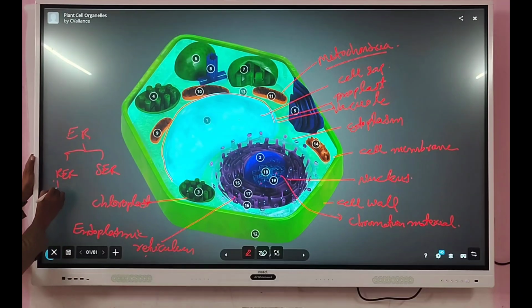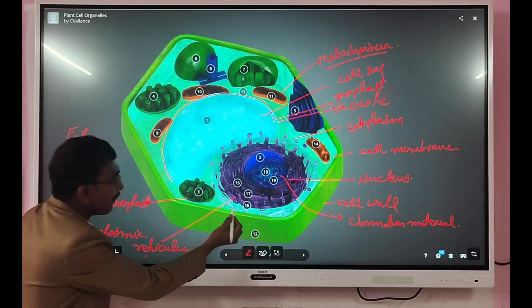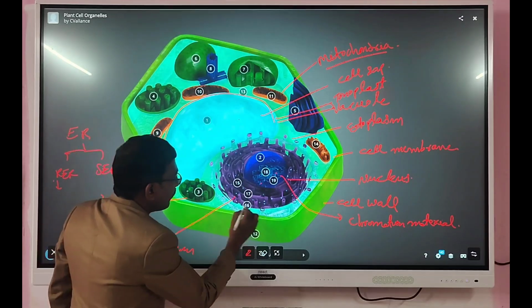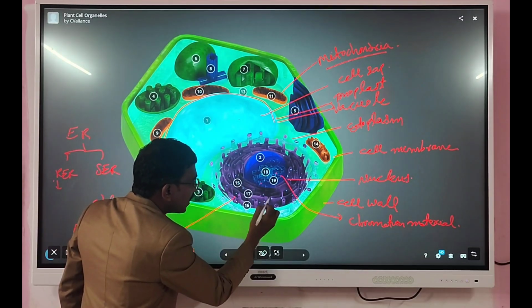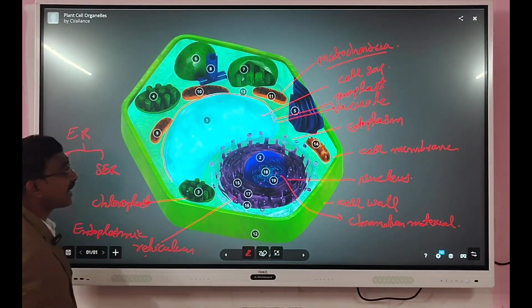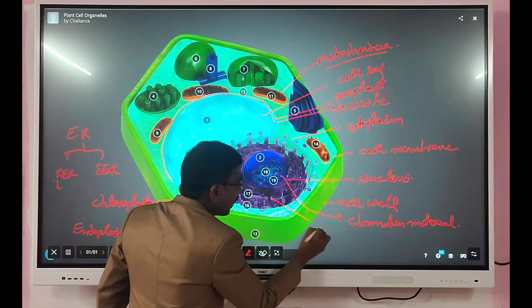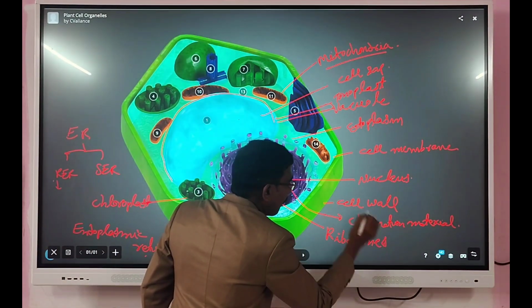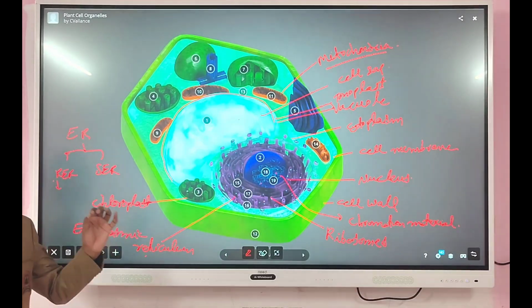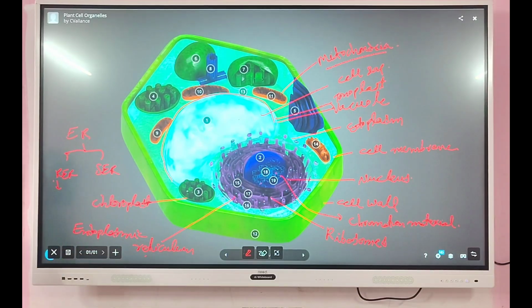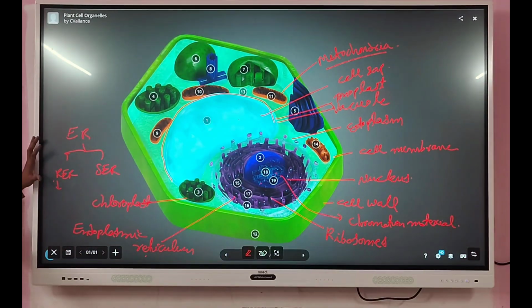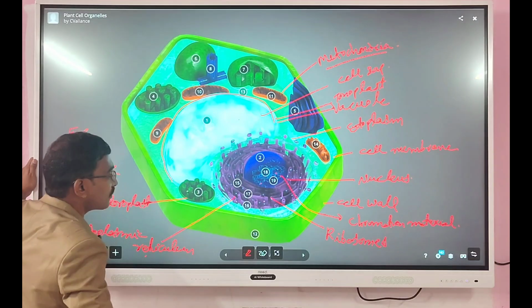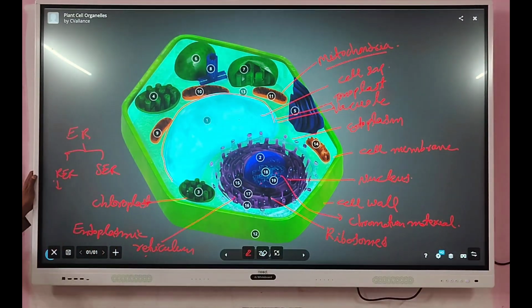Now the main function of RER. When you see the slide, small structures are attached to the RER. The blue color structures are called ribosomes. The ribosomes are involved in protein synthesis. The RER contains ribosomes. That's why the main function of RER is protein synthesis.